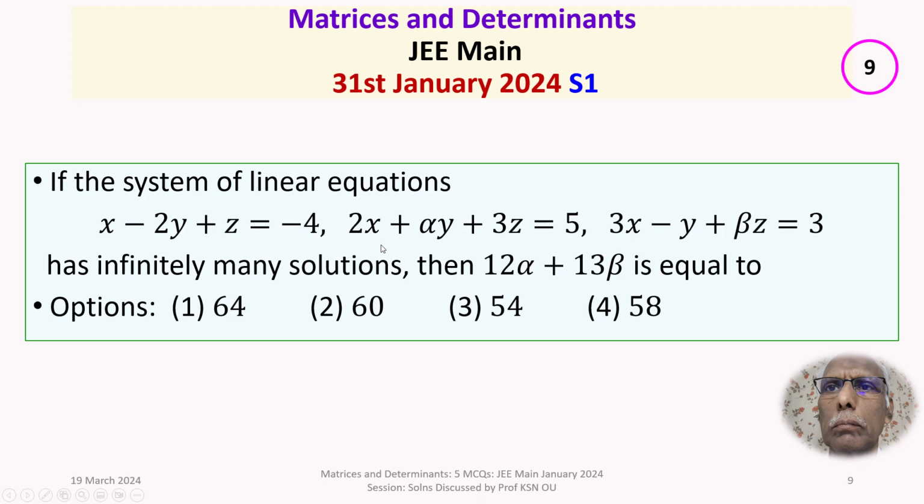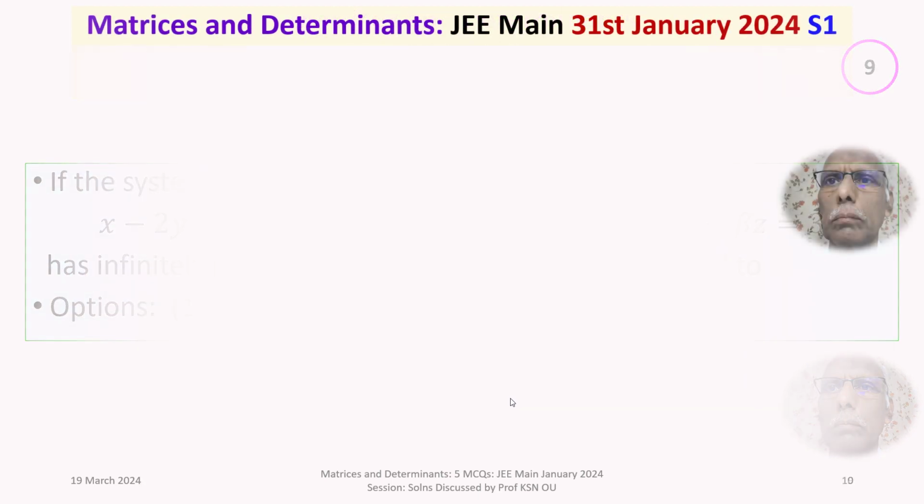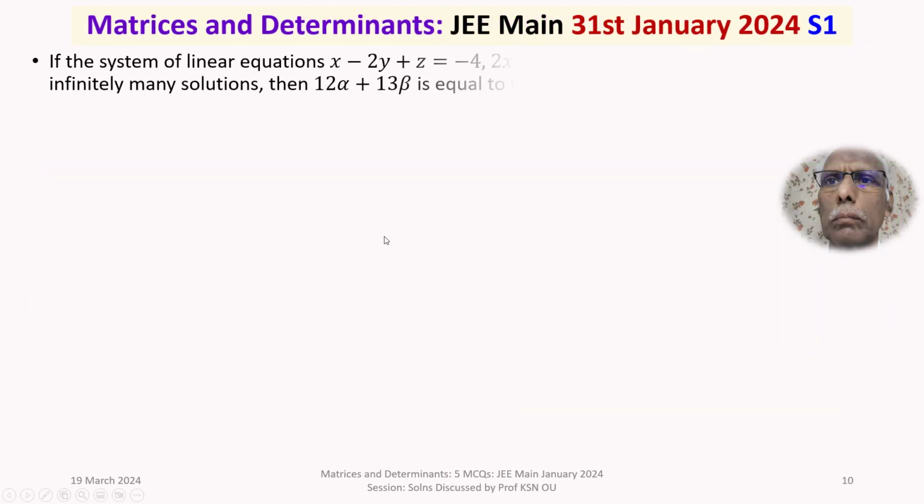So for what values of alpha and beta does this given system of equations admit infinitely many solutions? That's what the question asks. Find out the values of alpha, beta, substitute here, and you will get your answer. And for infinitely many solutions, we will use the determinant methods. Agreed. We now discuss the solution of the problem in detail.